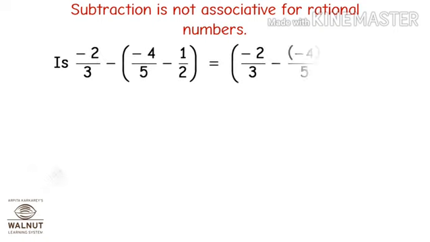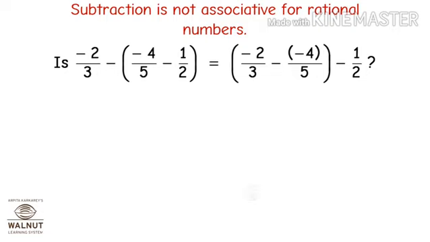Let's check. Is (-2/3 - (-4/5)) - 1/2 equal to -2/3 - ((-4/5) - 1/2)?